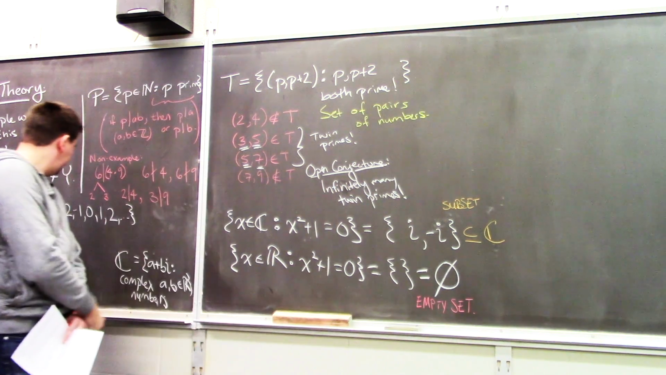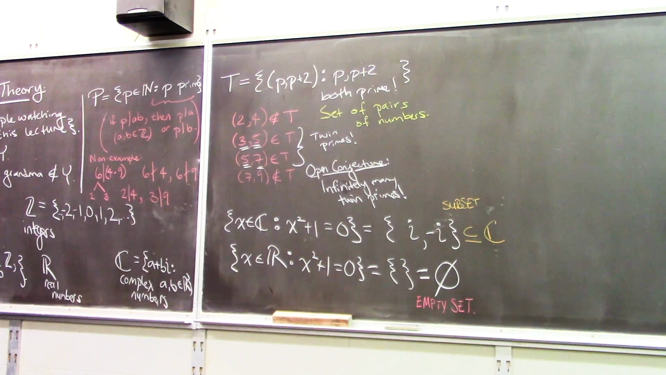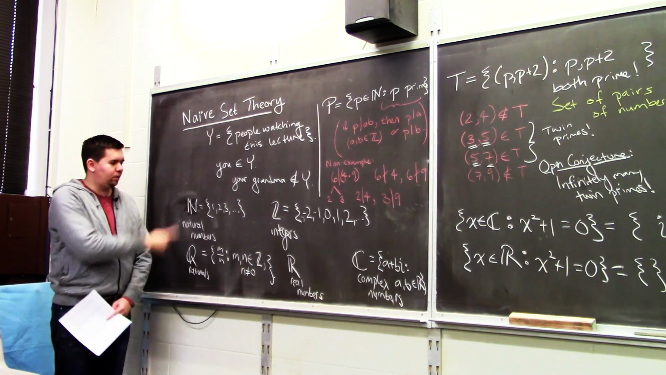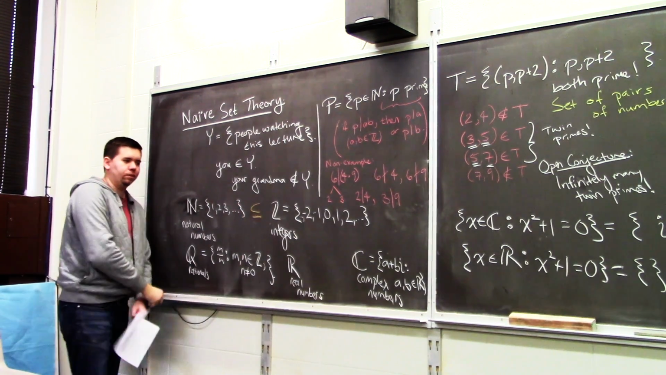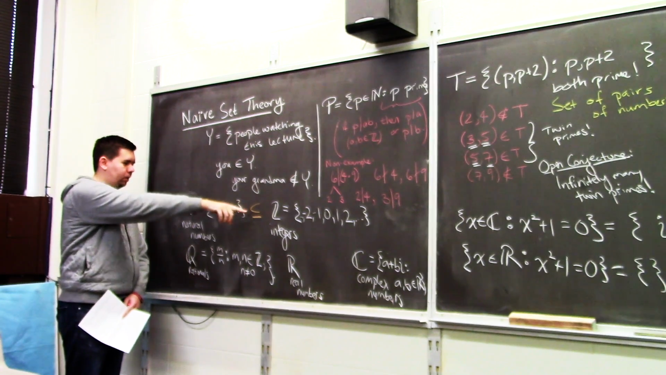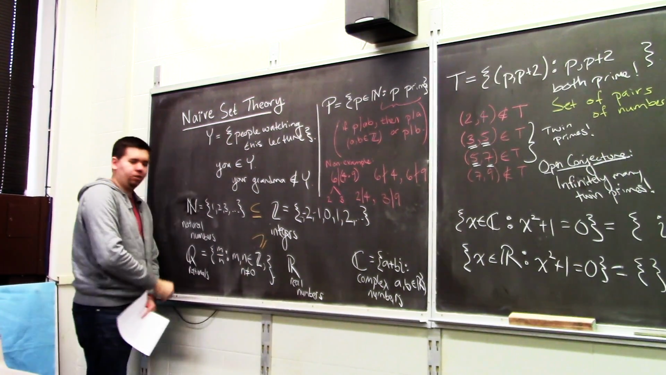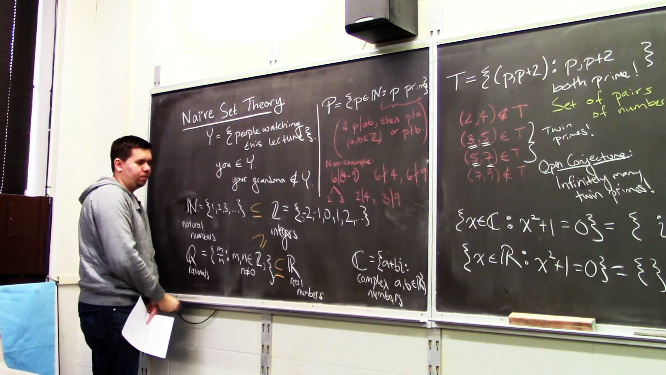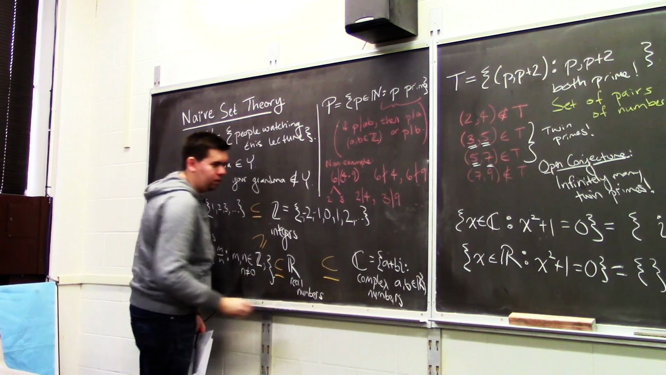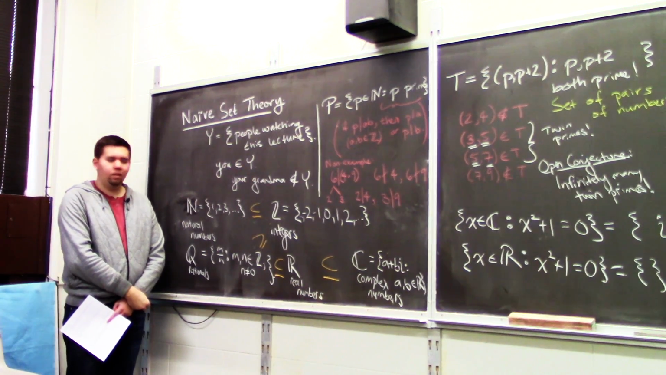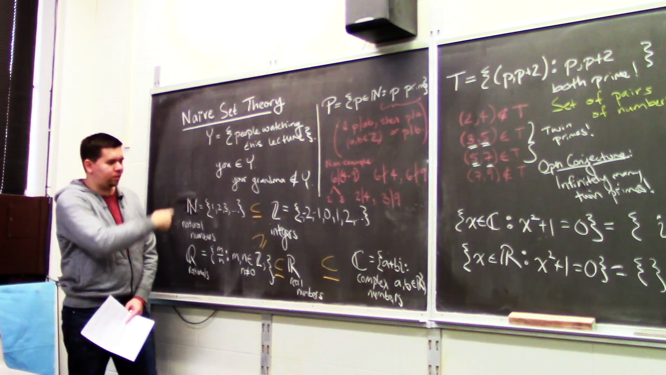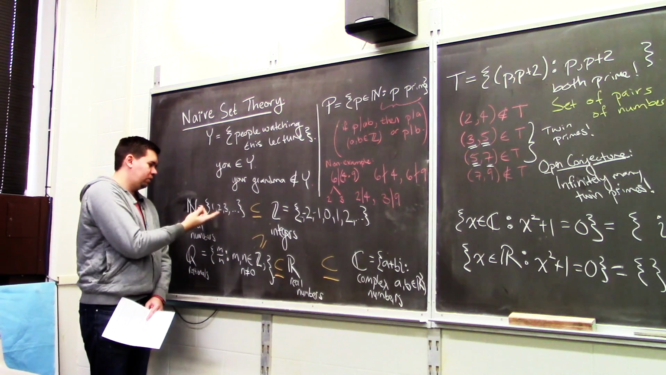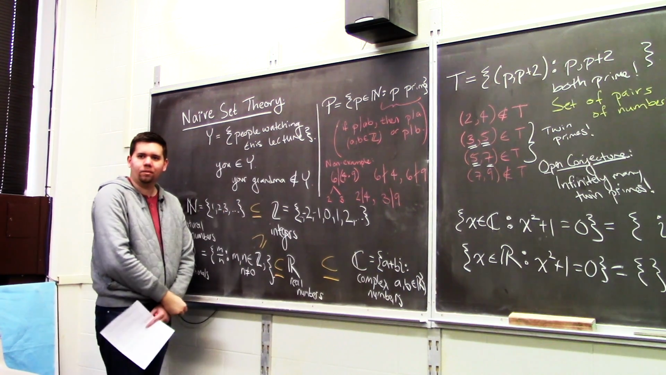Or if we come back over here, we have some relationships between these guys. The natural numbers are a subset of the integers. And the integers are a subset of the rationals. And the rationals are a subset of the real numbers. And the real numbers are a subset of the complex numbers. And of course, the natural numbers are also a subset of the complex numbers, because it's a subset of something that's a subset of it. So the natural numbers also live inside of the complex numbers.